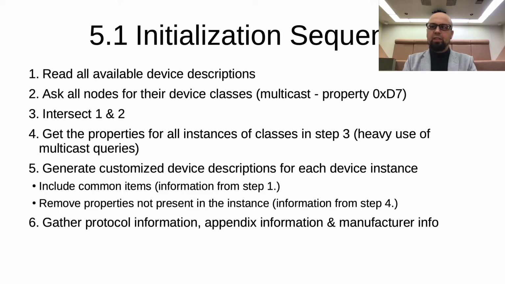After that, the intersection of all classes that have device descriptions and are present on the network is determined. For all instances of these classes, their properties are gathered, and with this information, customized device descriptions are generated. These device descriptions include common items and exclude properties that were not present in the actual device. Finally, information regarding the protocol and appendix version, as well as manufacturer information, is collected, and then the frontend becomes ready to accept client requests.